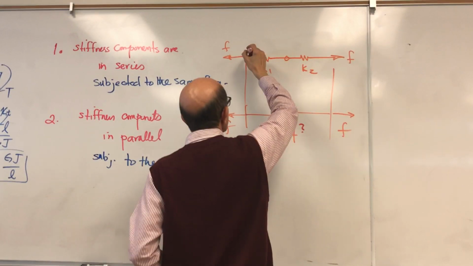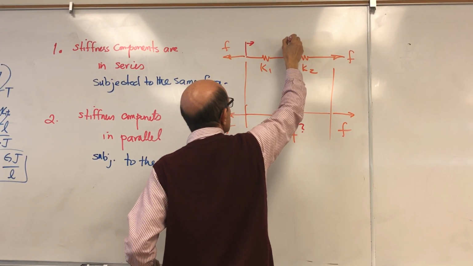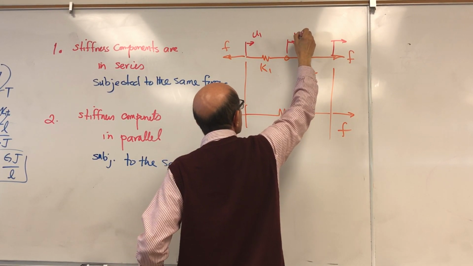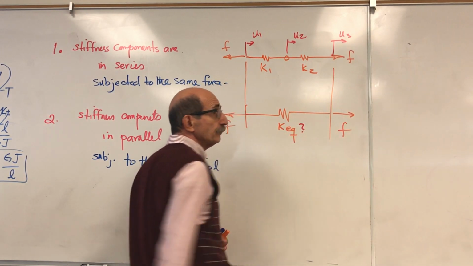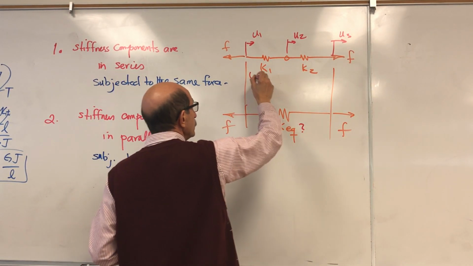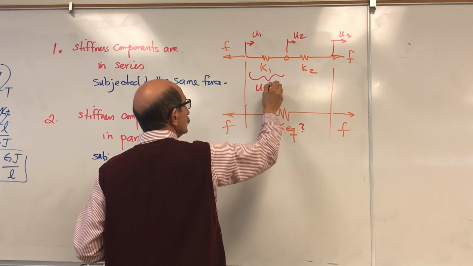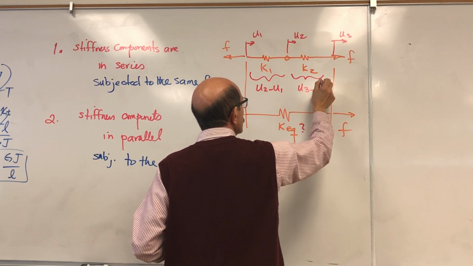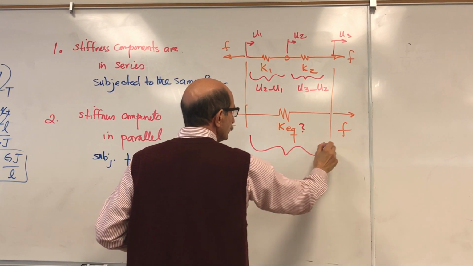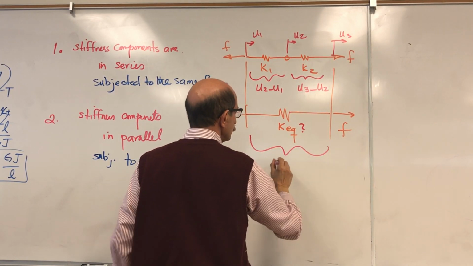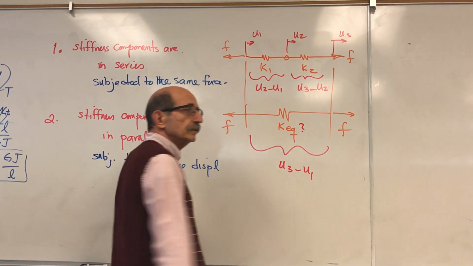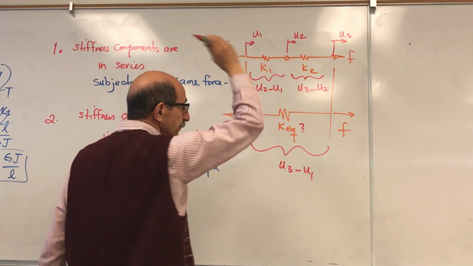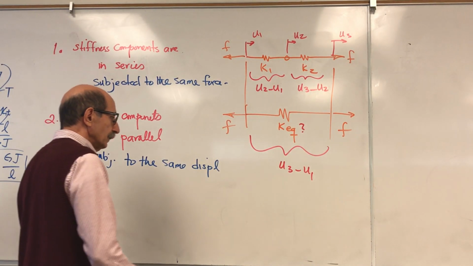If these are subject to the same force, that means that each of these springs, because of different stiffnesses, will experience different deformation. This spring will go through a deformation, which is this. This spring will experience a deformation, which is this. And obviously this spring would experience deformation equal to that, right? Now let's look at the, say, free body diagram of each element.